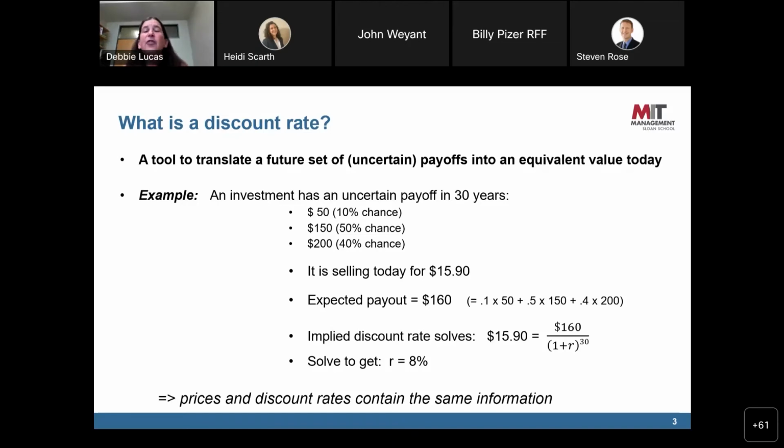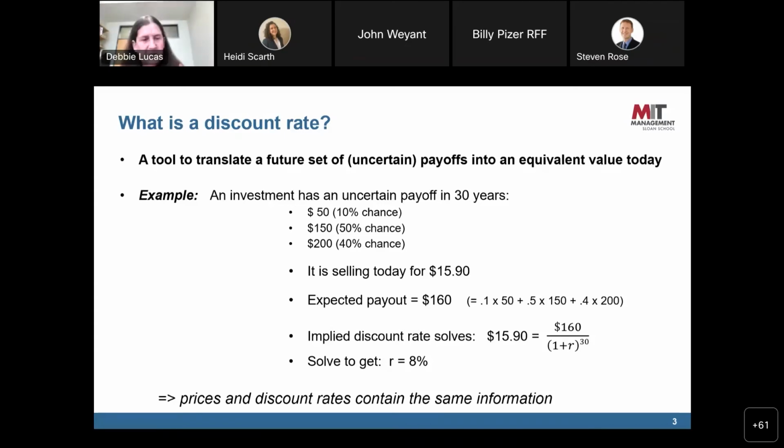But imagine that in 30 years, you have an investment that will either pay off $50, $150, $200 with various probabilities. And you see that today it's selling for $15.90. If you take the average of those payoffs weighted by the probability that they will happen, you can ask the question, what discount rate makes that $15.90 that I'm going to pay today equal to the present value of that expected $160 from this investment?